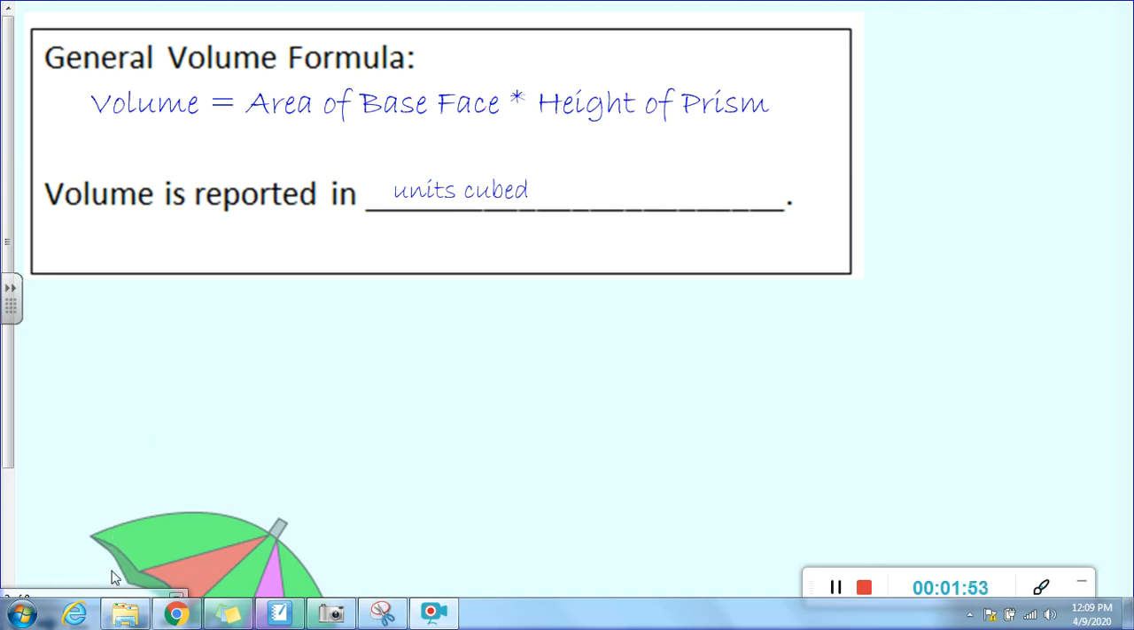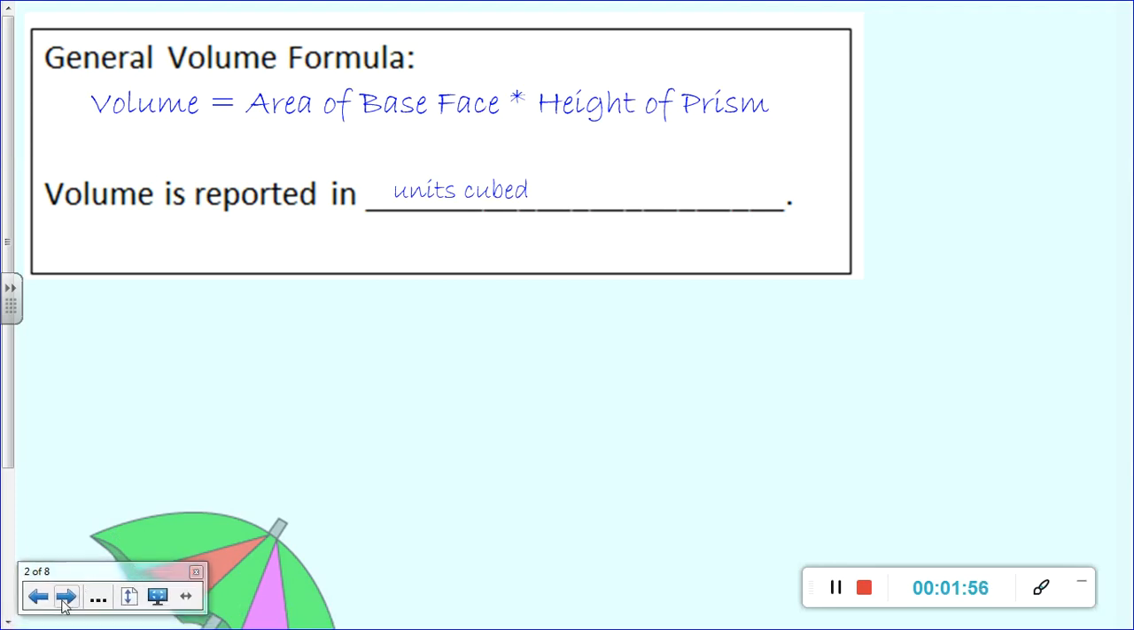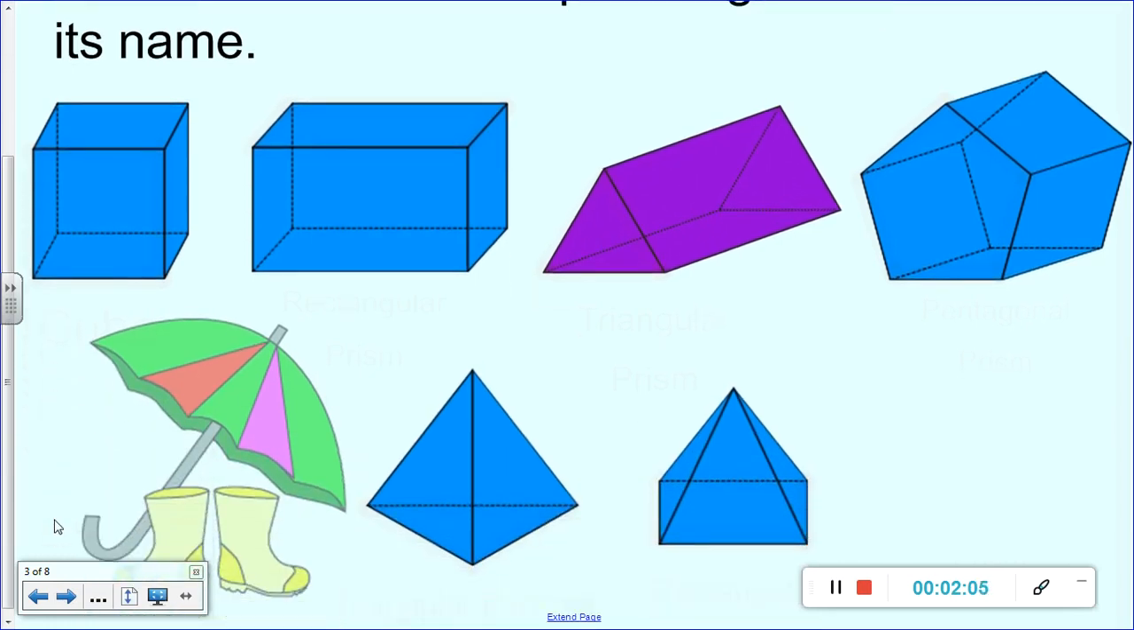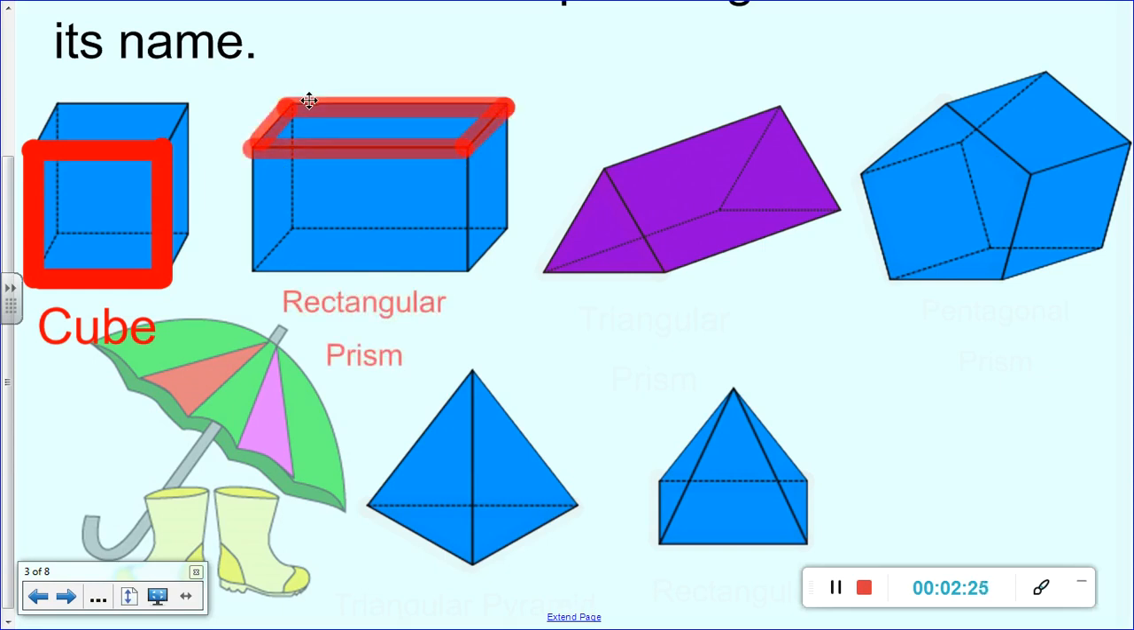So if you're confused about what is base face, let's talk about that. It's the face on the shape that gives it its name. That special one. So I've got a bunch of pictures here. For this first one, a cube, now a cube is the only one that really doesn't have the base face do something with its name. But just to remember, the base face of a cube is a square. Here we have a rectangular prism, so that means that the base face is then a rectangle.